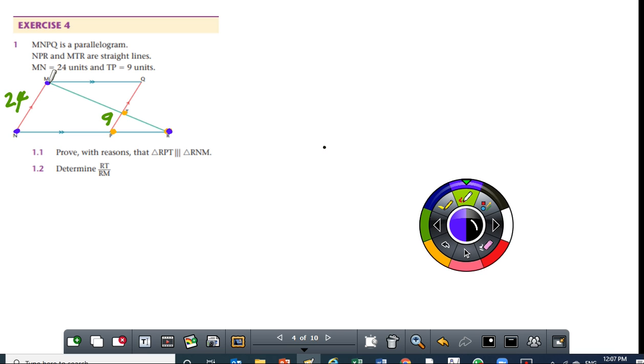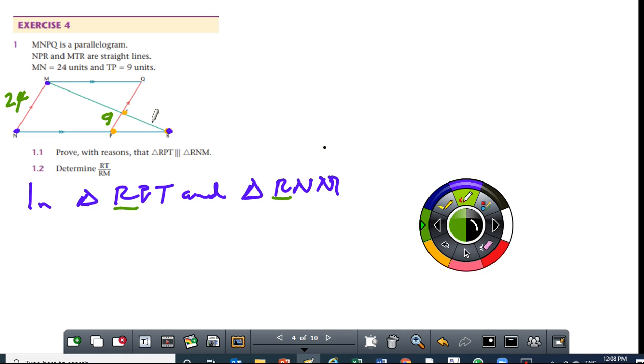What I mean by information is use the names of the triangles to guide you. You see this R here. Remember, you start by saying in triangle RPT and triangle RNM. If you look at the names of the triangles, they are a clue to you in terms of how to prove. We have got R there, we have got R. Angle R is a common angle. Now, when you want to prove that two triangles are similar, you just have to prove that two pairs of corresponding angles are equal. The third pair is automatic.